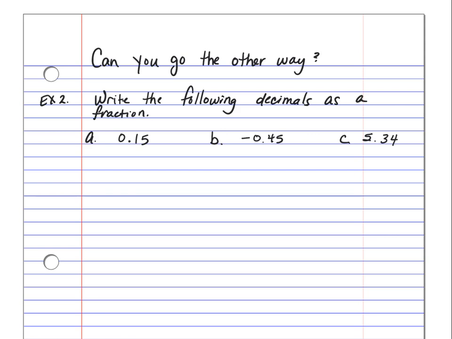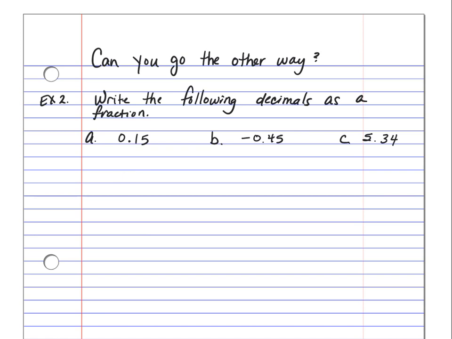One of the easiest ways to do this, if you already have the place value memorized, makes it a lot easier. For example, a lot of people will call this 0.15, but the correct way to name this would be 0 and 15 hundredths, because the 5 is in the hundredths place. So 15 hundredths, that makes it pretty easy for us to write it like that.